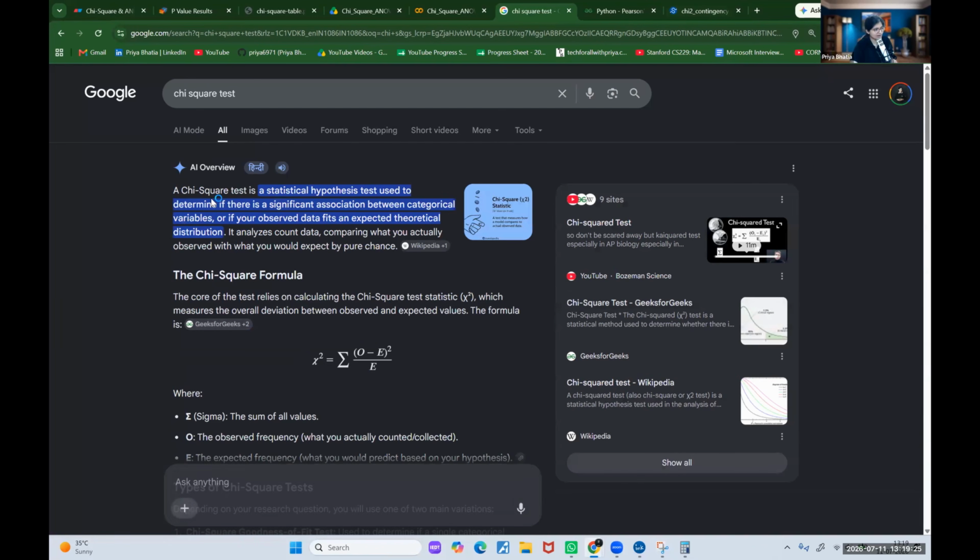So you can see a chi-square test is a statistical hypothesis test used to determine if there is a significant association between categorical variables, or if your observed data fits an expected theoretical distribution. It analyzes count data comparing what you actually observed with what you would expect by pure chance.